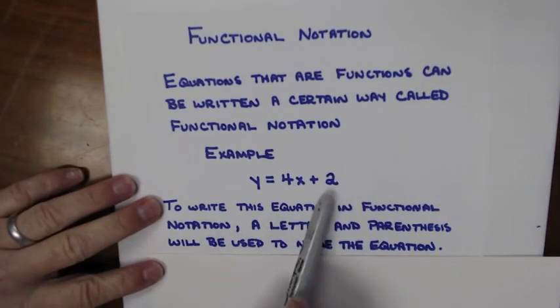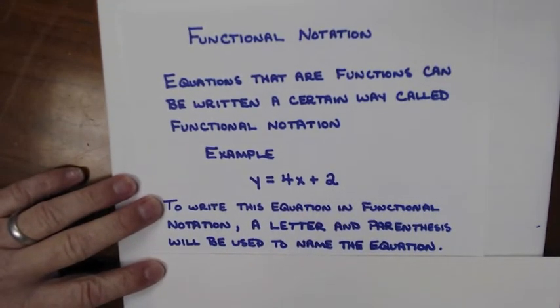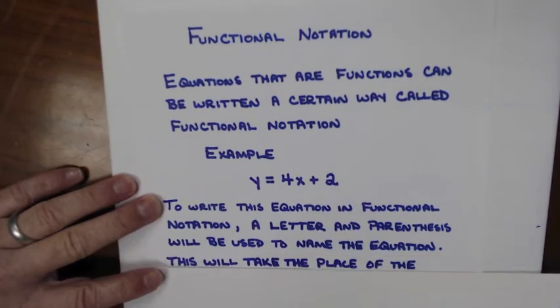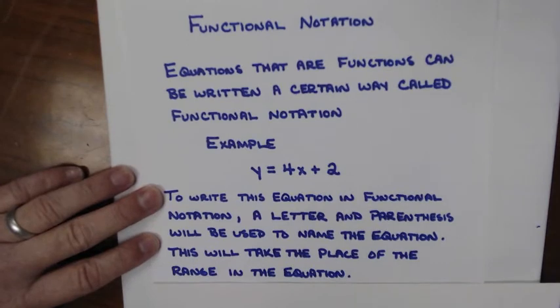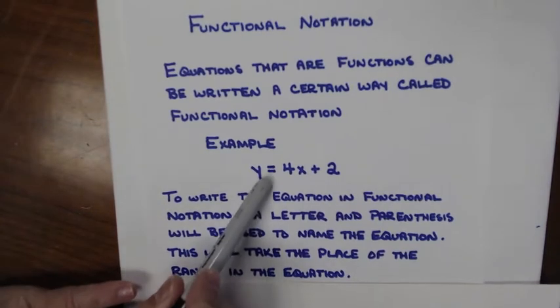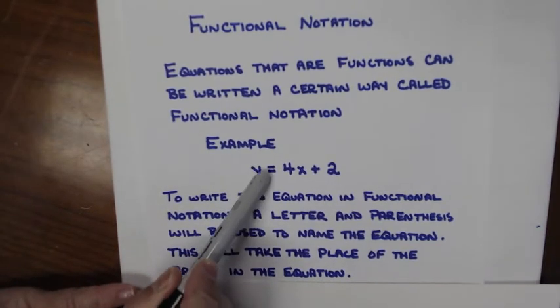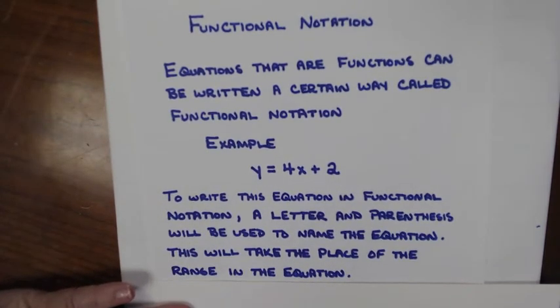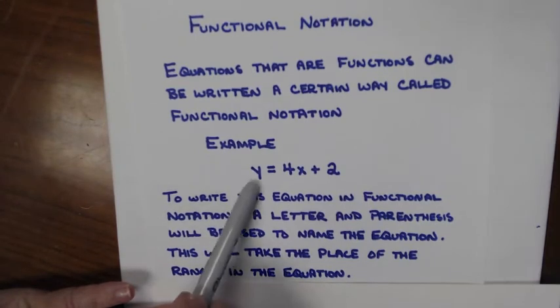So the way I rewrite this is I'm going to use a letter and parentheses to name this equation. And this letter and parentheses will take the place of the range in the equation, meaning the only thing that's going to change is this part right here. I'm going to use one letter to name this entire equation.